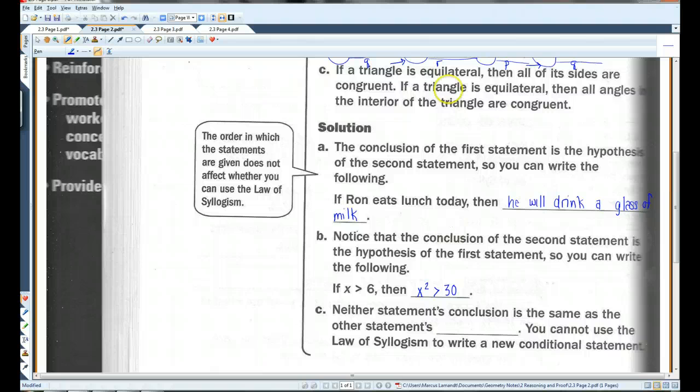Okay. So third one: if a triangle is equilateral, then all of its sides are congruent. If a triangle is equilateral, then all angles in the interior of the triangle are congruent. Okay. Now, notice that neither statement's conclusion is the same as the other statement's hypothesis.